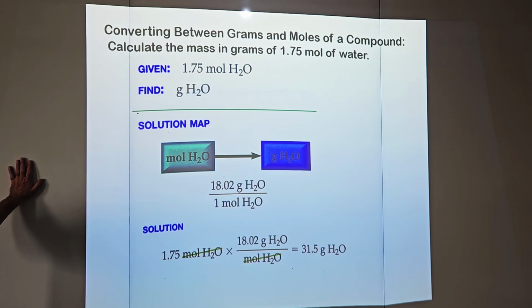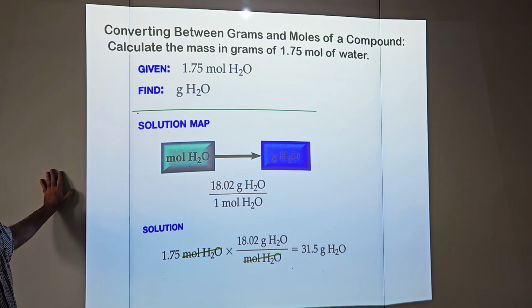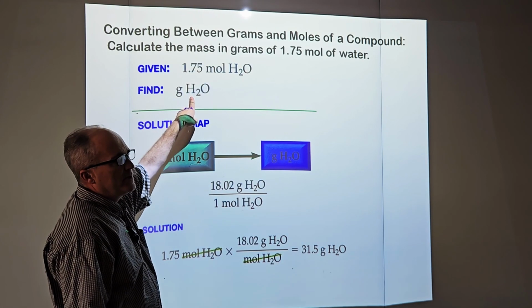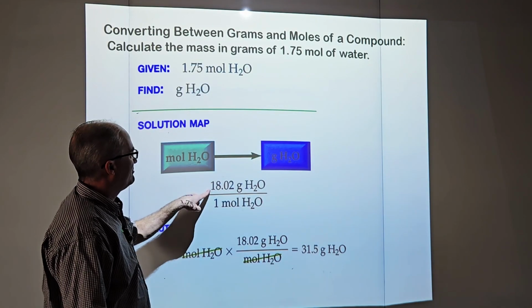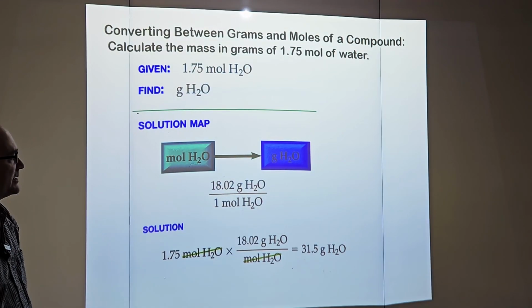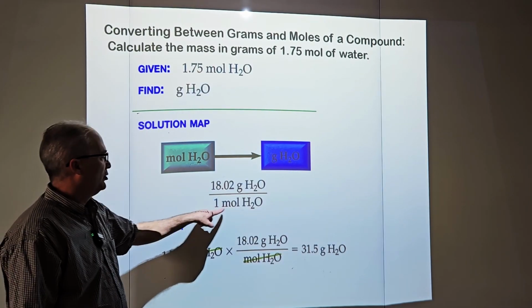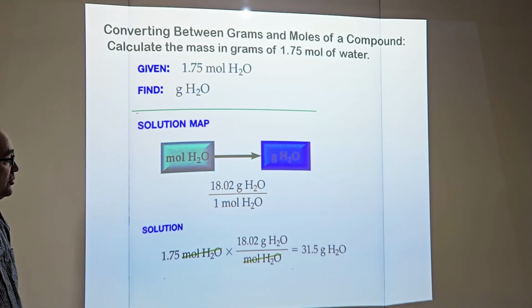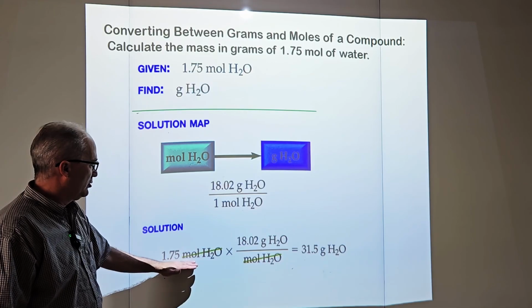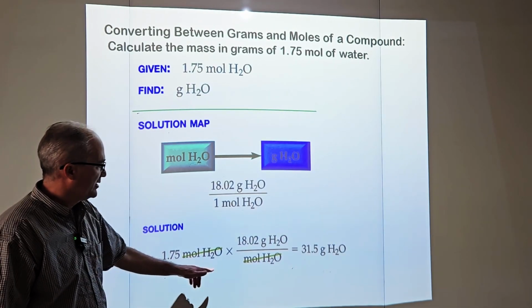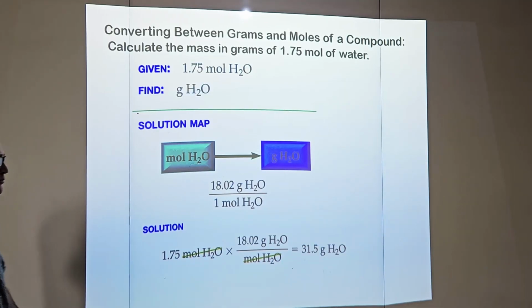Converting between grams and moles of a compound: calculate the mass in grams of 1.75 moles of water. So we have to go 2 times 1.01 summed with 16, and we'll get 18.02. And so that is the mass of 1 mole of water. 1 mole of water equals this. So here is that unit factor. And we can use it to multiply 1.75 moles H2O and get moles of H2O to go away. And we're left with 31.5 grams of H2O.